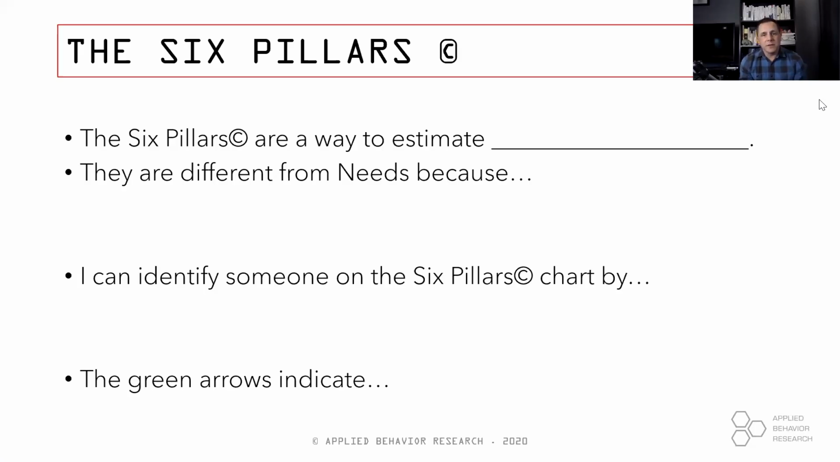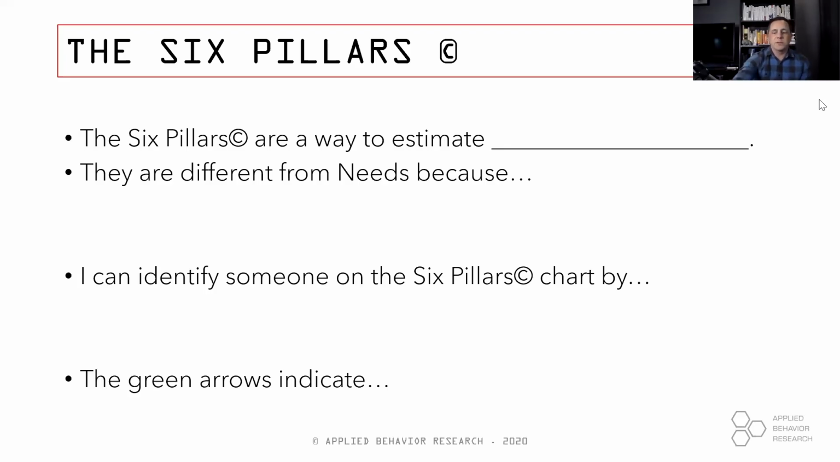And they're different from the human needs map because the 6 pillars are how we make decisions and choices. The needs are what we seek from other humans. 6 pillars is all about choice. And we can identify somebody on the 6 pillars chart just like the needs. We can do it auditorily. We can hear them talking and identify where they are. And typically we can spot it visually. And I'll show you how easy this stuff is to do.